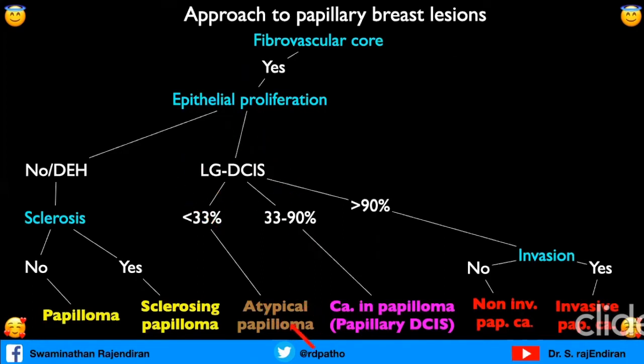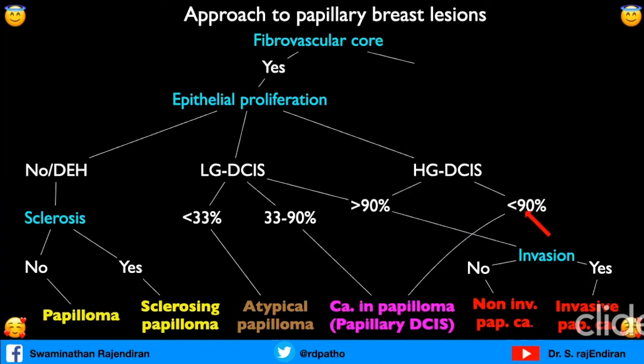So to call it atypical papilloma or carcinoma in papilloma, papillary DCIS, it has to be low-grade DCIS. When you see features like high-grade DCIS in a papilloma, you have to look whether it is less than 90%. When it is less than 90% high-grade DCIS, it is carcinoma in papilloma. If it is more than 90%, then you have to look for invasion. When there is no invasion, it is non-invasive. When there is invasion, it is invasive.